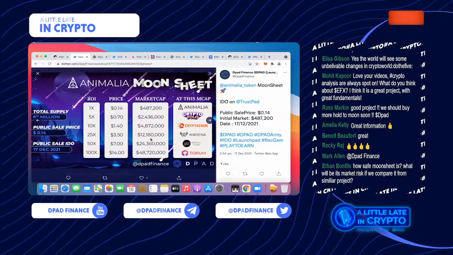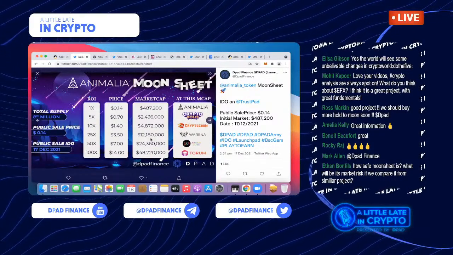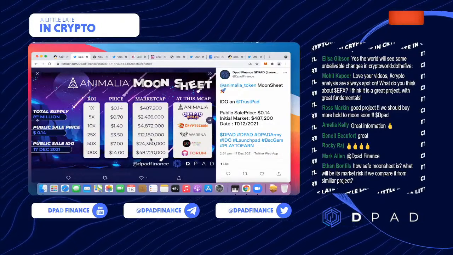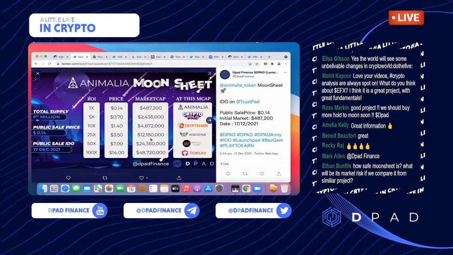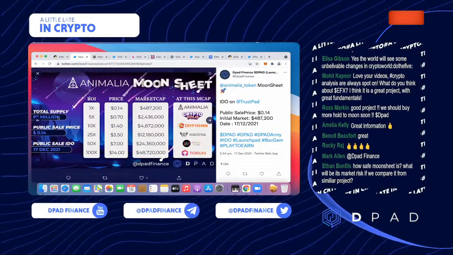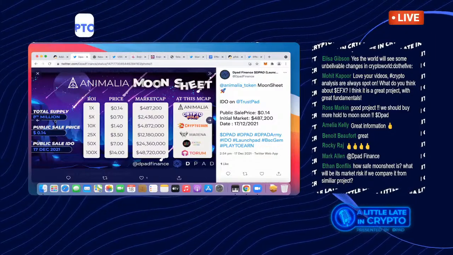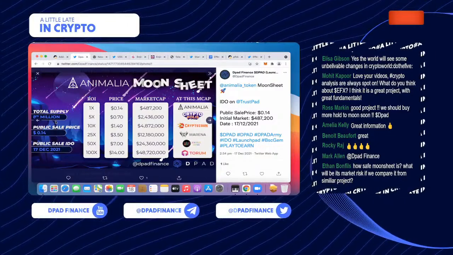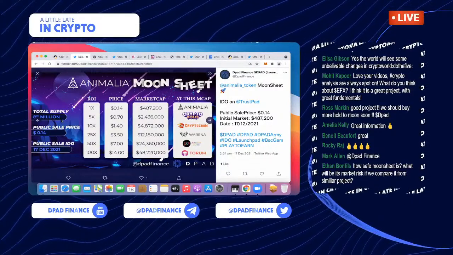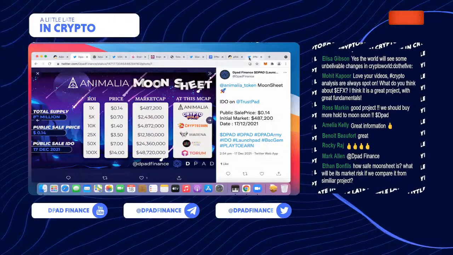So I'm saying Dpad is looking at realistic Moonsheets, and they are taking the emotion out of it and putting the logic into the Moonsheet. Don't get wrapped up in 1000x returns. Look at what you can actually make. What are your realized gains? Not those fake gains that nobody ever cashes out on. What are your actual realized gains and your actual potential for getting that money out and improving your life?